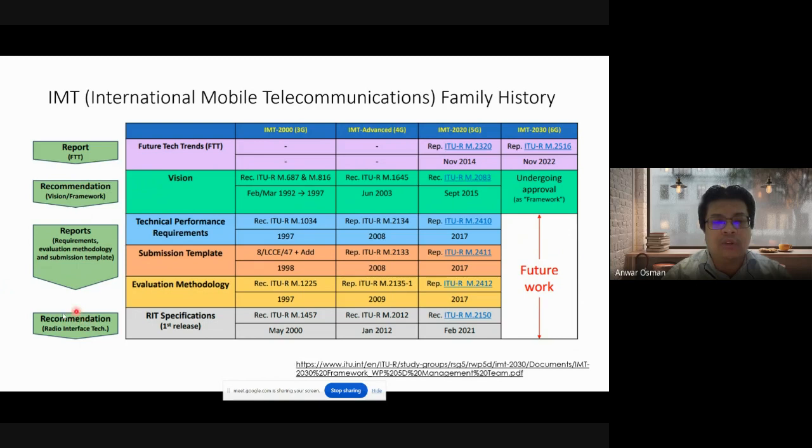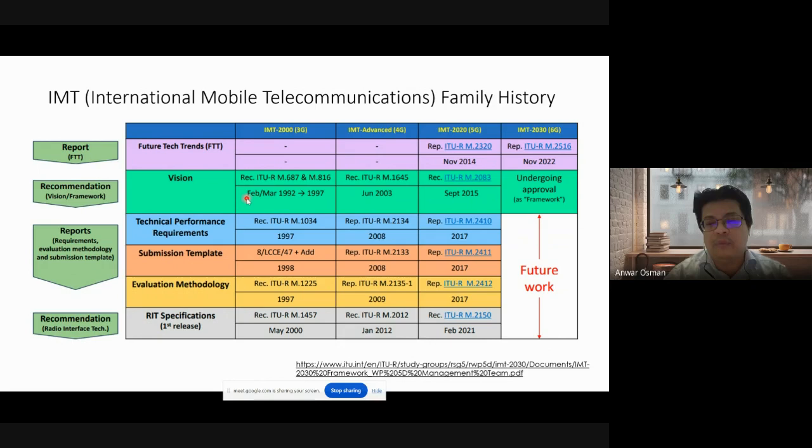The RIT release for 5G is February 2021. That's why we have the publication of our first technical code also in 2021, in correlation with the release of the RIT specification from ITU. So we look into the coming 6G, right? Currently they have the report already, and now they are going for work in progress on the vision and the framework. So it's coming, right, for 6G.